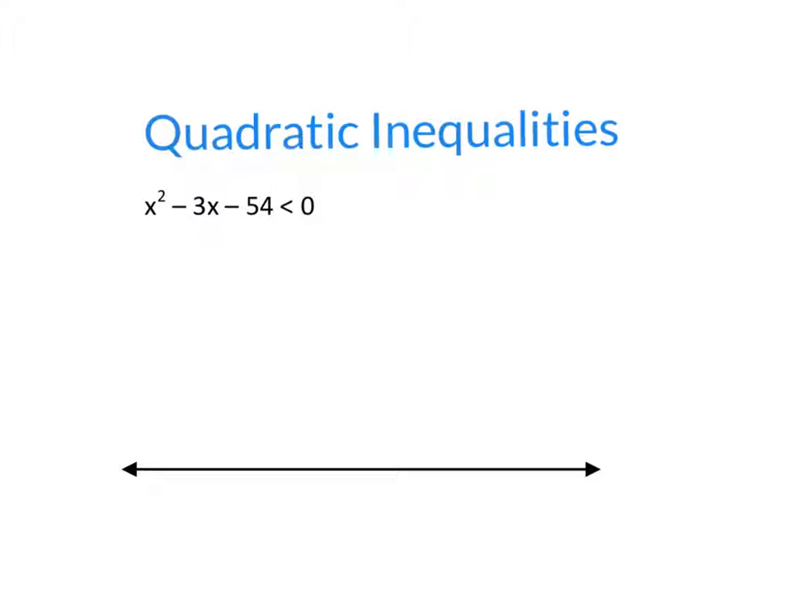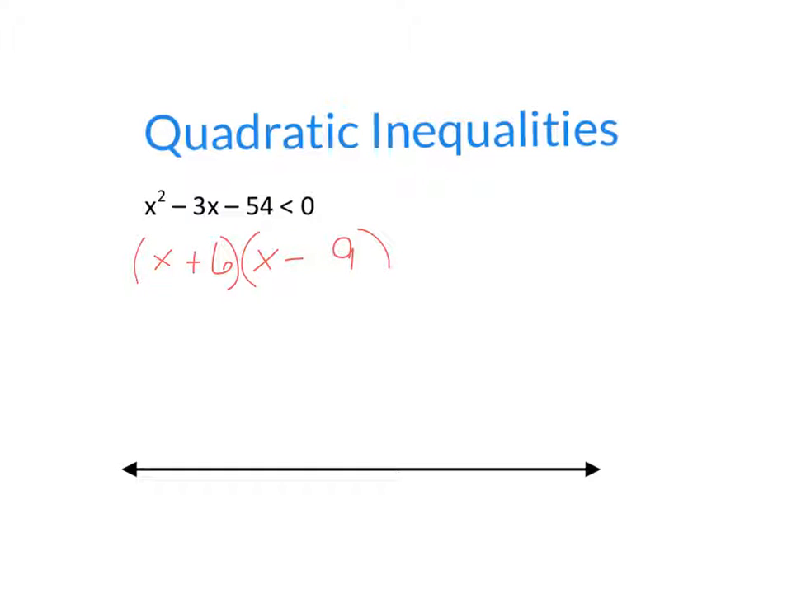Hey everyone, so I'm going to solve quadratic inequalities in this lesson. The first thing you want to do with quadratic inequalities is factor. So I'm going to do x and x, different signs. Factors of 54 that add to 3 are 9 and 6.